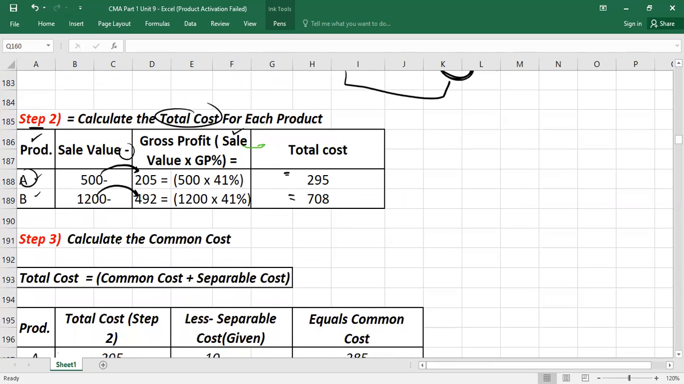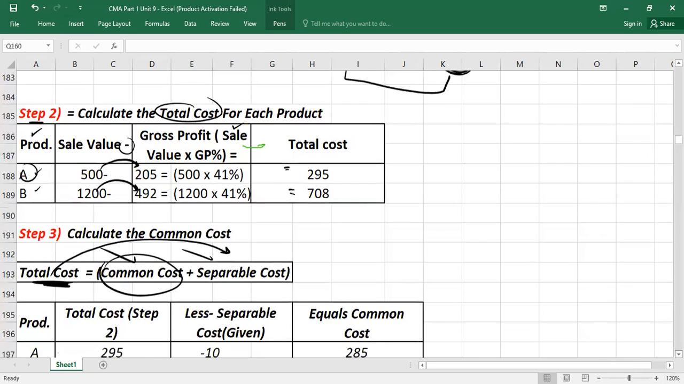From this total cost, again I'm writing the product A. From this total cost, always include what? Common plus separable. If from total cost I deduct separable, what will I get? Common cost is what I'm going to get. So that is why it's written here.